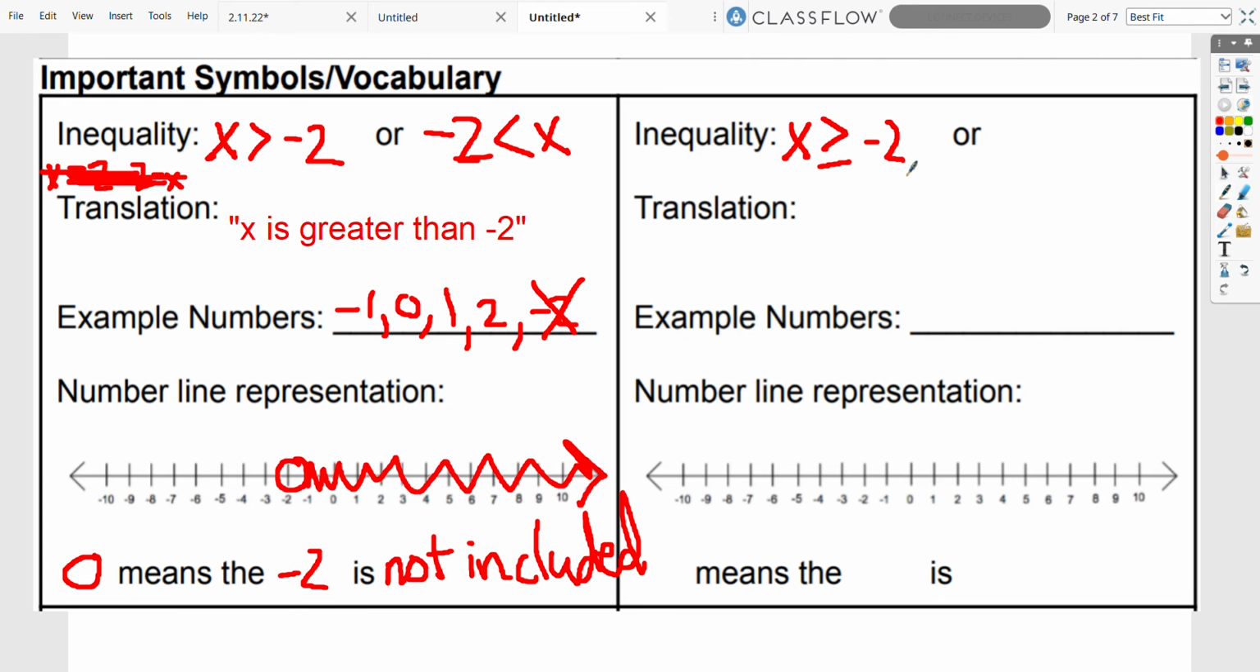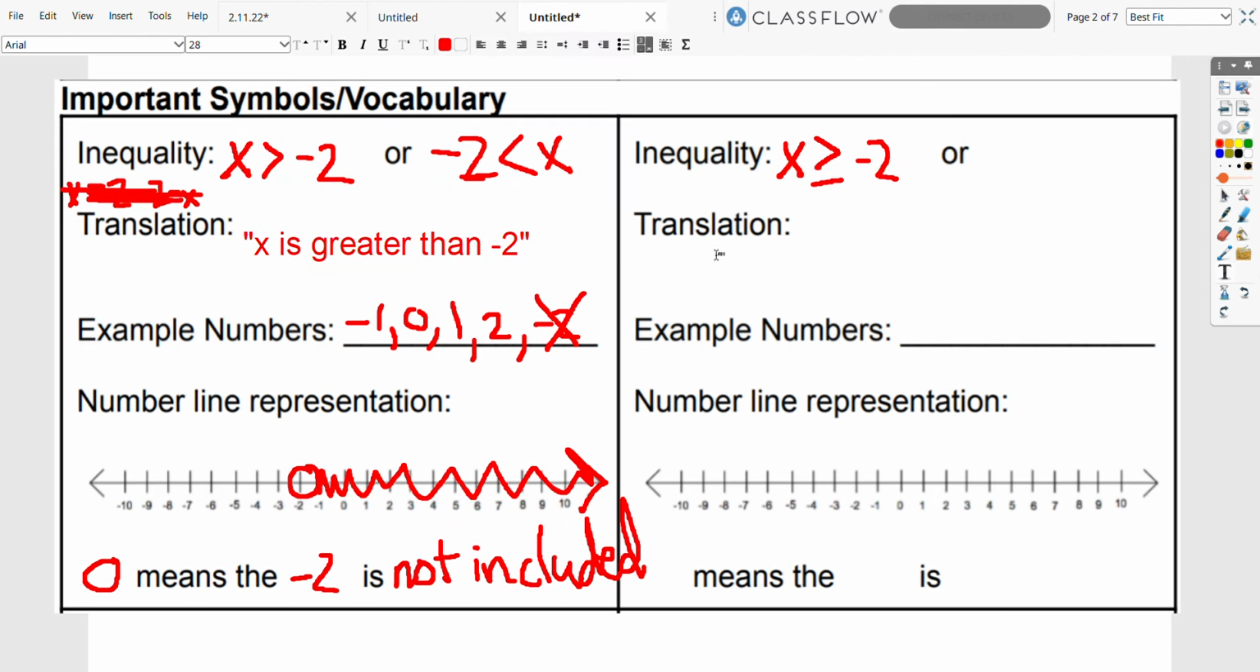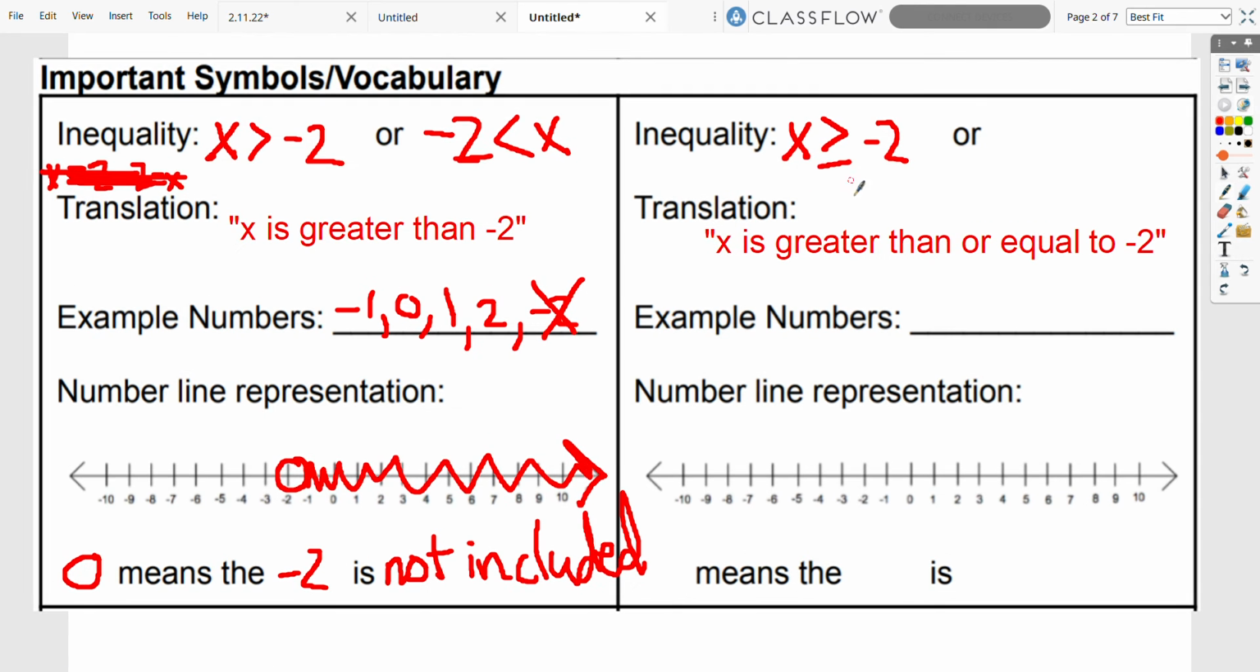So that's greater than. The next symbol we're going to go over is x is greater than or equal to -2. And so the way that you would say this is x is greater than or equal to -2. That little line under it is the or equal to part. If you think of example numbers that are greater than or equal to -2, -1, 0, 1, 2, all these numbers are bigger than -2. But is the -2 going to be included this time? Well, it could be equal to -2. So yes, we do include the -2.